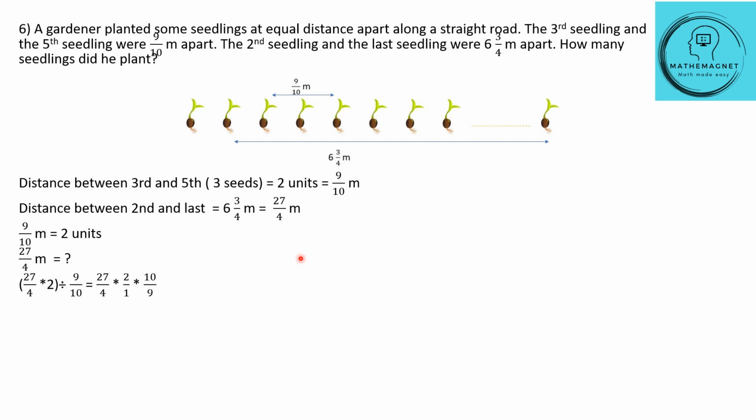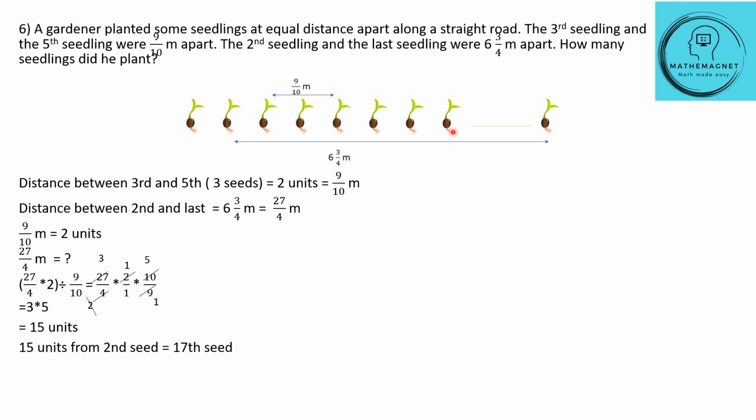So to find that, 27 by 4 into 2 divided by 9 by 10. Using the board mass, 27 by 4 into 2 by 1, division becomes multiplication, 9 by 10 becomes 10 by 9. You can cancel out 2 and 4, so it becomes 1 and 2, and in the same way 9 and 27 can be cancelled out, and 10 can be cancelled out by 2 as 5, and 9 and 27 can be cancelled out 3 times. So it finally becomes 3 into 5. So basically there are 15 units.